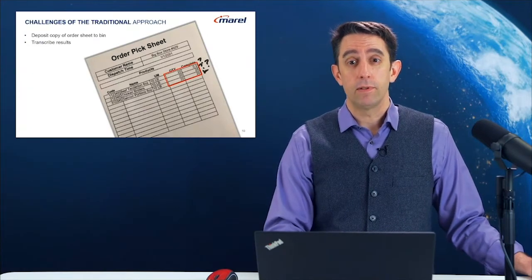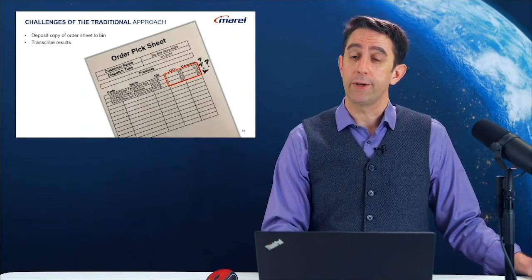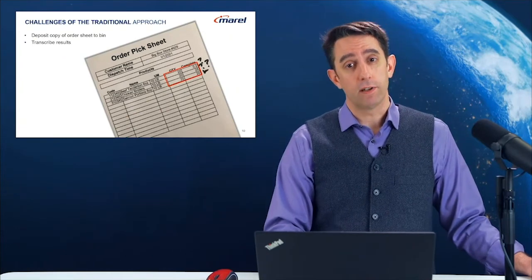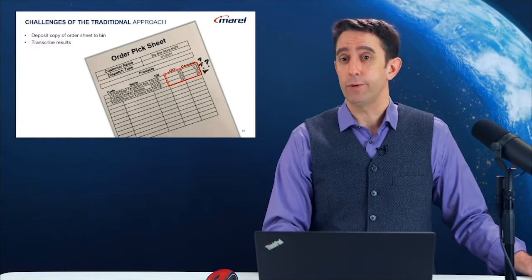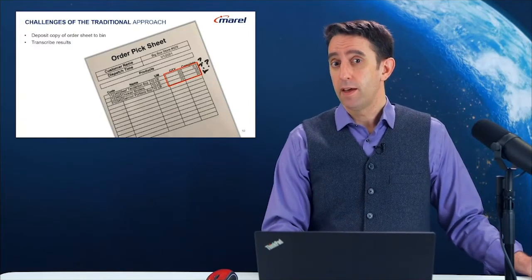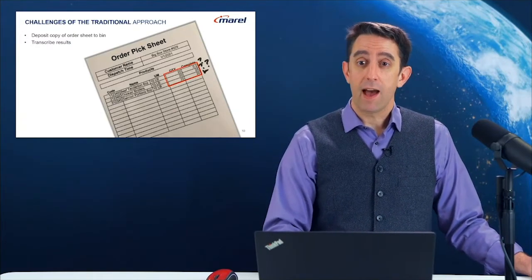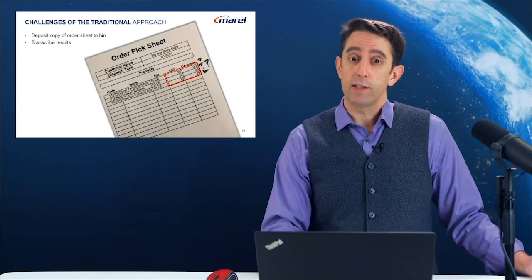In this example, the pick sheet shows one line under and one line over. It could be a typo, or it could mean the order is shorted. If the results are posted later, how can we identify problems before it leaves the building?